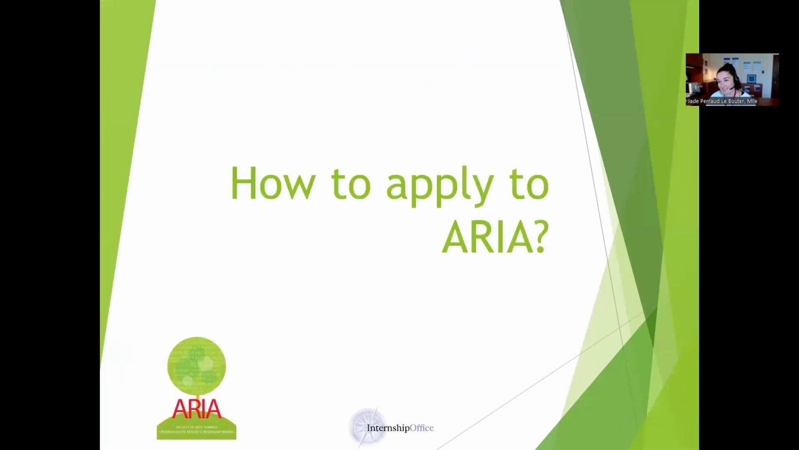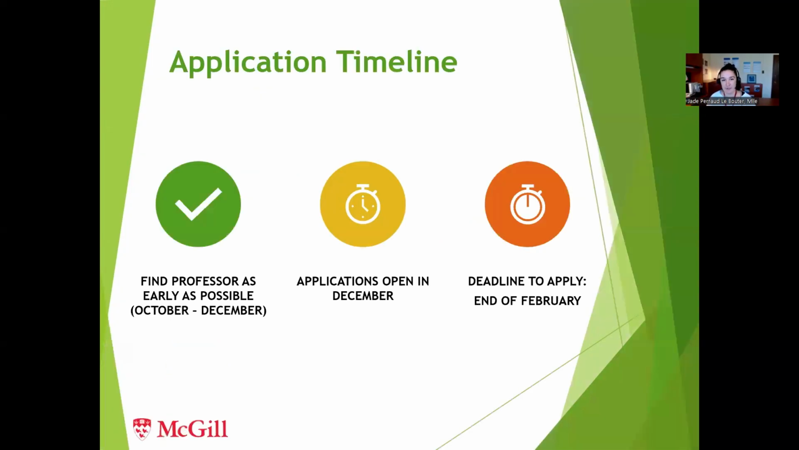So if all of this sounds exciting to you and you're looking into applying for ARIA for summer 2026, I'll go into more details of the application process. For the application timeline, to start finding a professor and making those connections, it's always good to start as early as possible. So the fall semester, between now and December, is a really good time to start approaching professors and seeing if they're available.